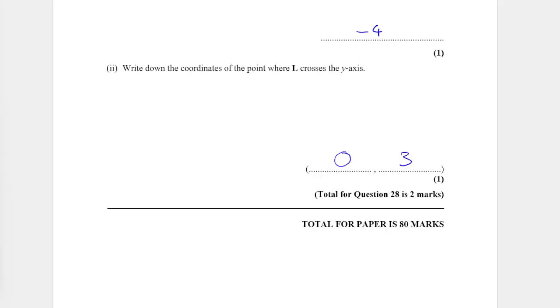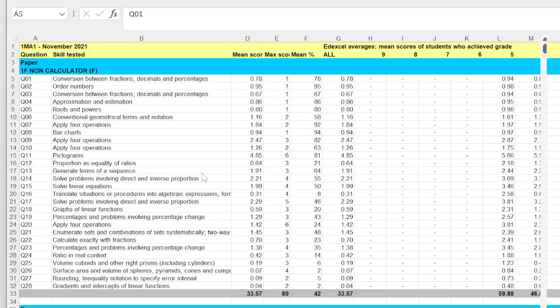Okay, and that brings us to the end of the paper. So before I sign off, I'm just going to bring up the skills map so you can see the topics for each question. Okay, so this is quite a useful table. Now that we've done the paper, all 28 questions, all of the topics for each question are listed here. So if, for example, you struggled the most on question 18, you might want to do some specific revision on graphs of linear functions. As well as that, if you're particularly interested, this also tells you the average score that students got for those questions.